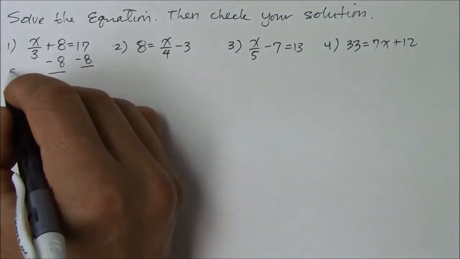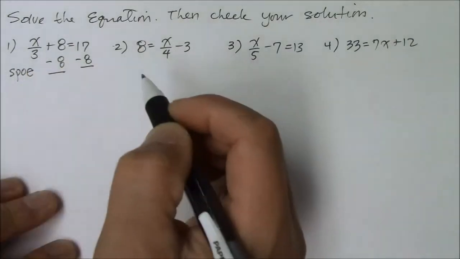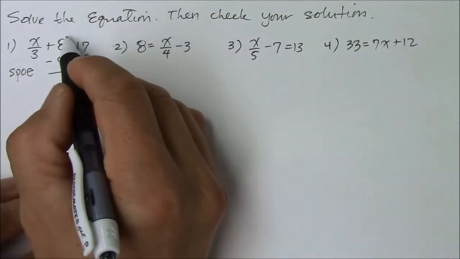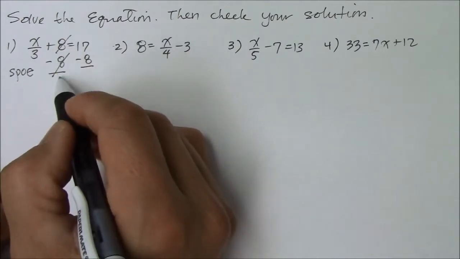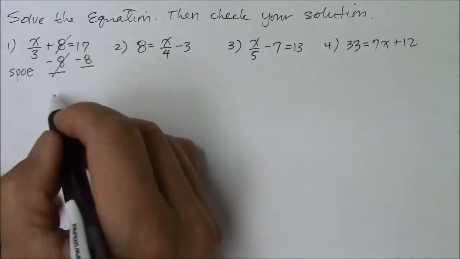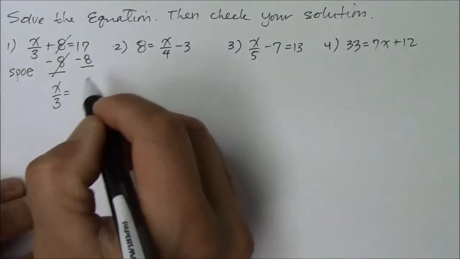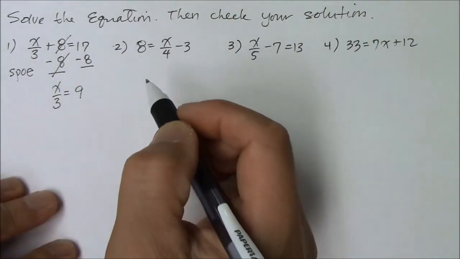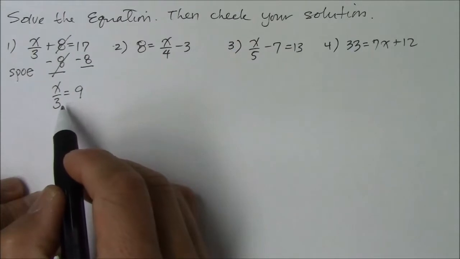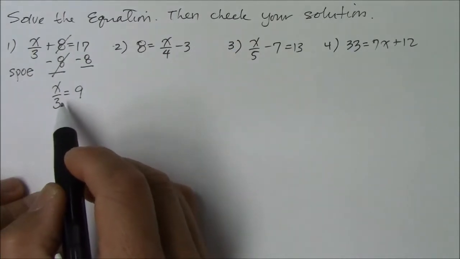So this is called subtraction property of equality. As a result, on the left side, 8 minus 8, their additive inverse, become 0. They're gone. All that remains is x over 3. And 17 minus 8, that's 9. Now, you could do your mental math already, but how do you show this algebraically? Well, here's how it's done.